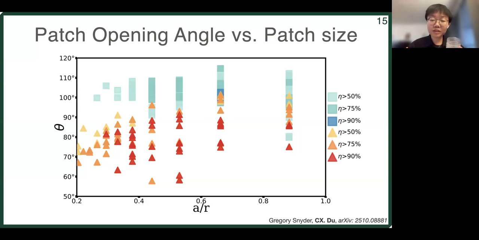Another thing I really want to note is that even though you see a large spread of the patch opening angles between triangles and squares, there's not a lot of overlap until you have a really, really large patch size, which is almost the size of your center particle. So even though there's a large spread, there's still a nice separation between triangles and squares, which means that this model can still successfully separate out a design that will predominantly form triangles and a design that predominantly forms squares.